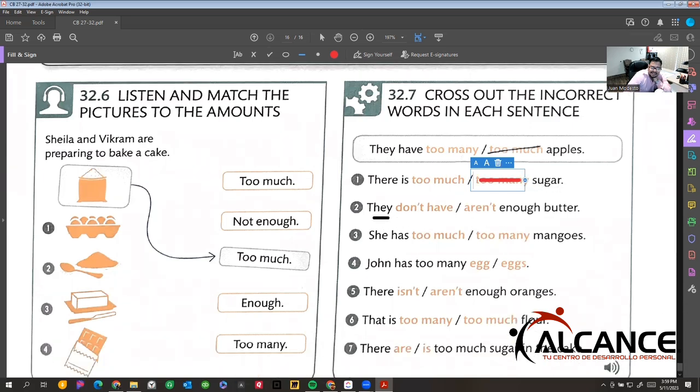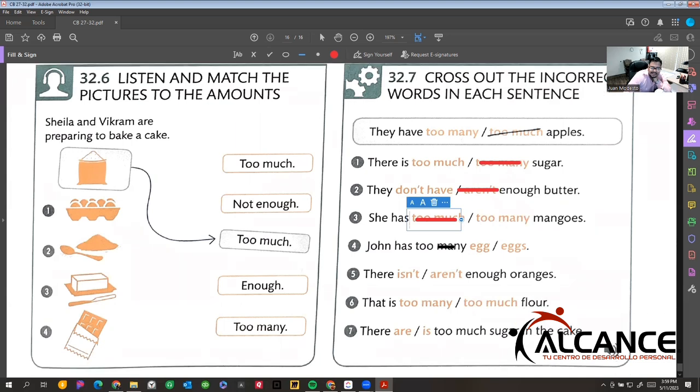Enough butter. They don't have enough butter. Got it? She has too many mangoes. Too much. I'm sorry, too many porque sí se pueden contar, right? John has too many eggs, right? Porque sí se pueden contar. There aren't enough oranges. So there aren't porque estamos hablando de oranges y sí se pueden contar.